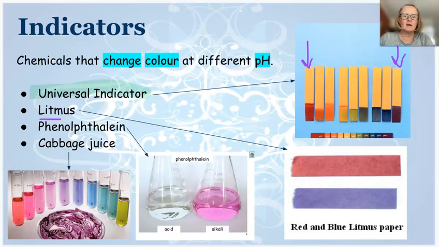Litmus here just has two colors, red or blue. So if something is acidic, it will go red. If something is alkaline, it will turn the litmus paper blue. Phenolphthalein is either pink or clear, and red cabbage, a natural indicator, again has a range of colors. They are slightly different from the range of colors you get with universal indicator, but they still allow us to see many different levels of acid and base.